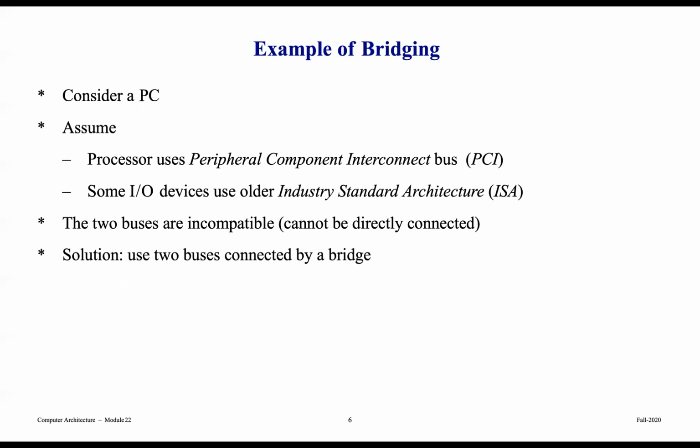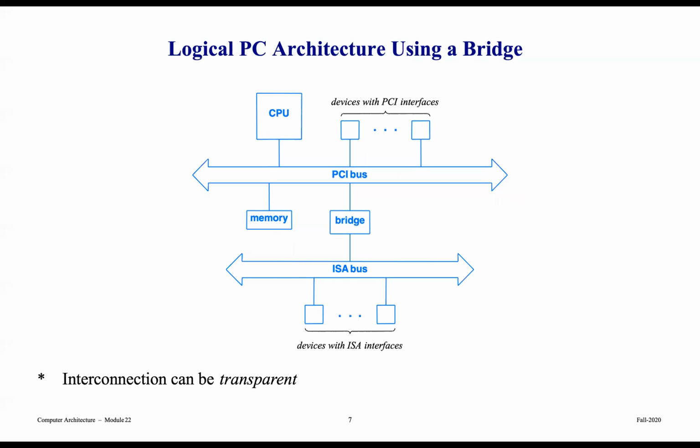So here's an example of a bridge. If we consider a PC and we have two different types of buses, we can have a peripheral component interconnect, a PCI, versus an industry standard architecture, ISA. These are incompatible and can't be connected directly, but the solution is we can have the two buses connected with a bridge. That's how we allow for communication.